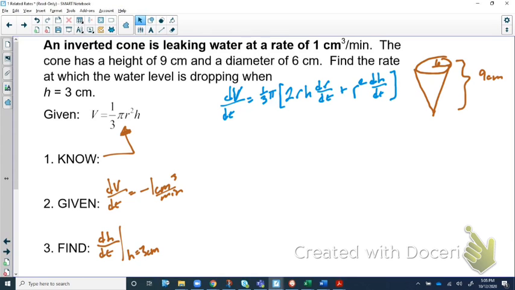So let's see what we know. They gave us dV/dt to be -1. So we have 1/3 pi. Let's plug some things in, and we're looking for dh/dt. So 2, the radius. I forgot my radius, didn't I? Well, the radius isn't changing, just the water level is dropping. So that was 6.